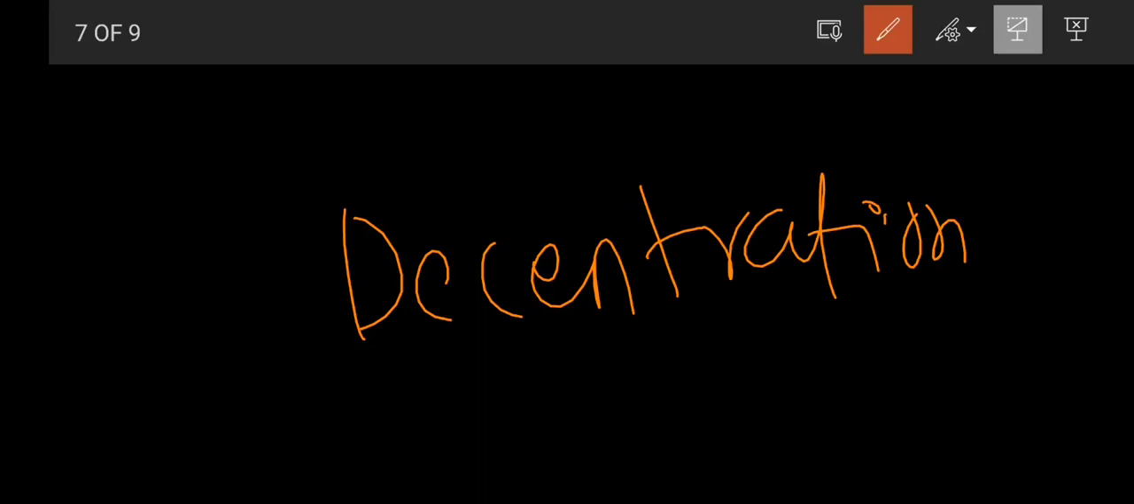It means seeing any object or situation with many aspects, by including many aspects or uses. That is what decentration is.